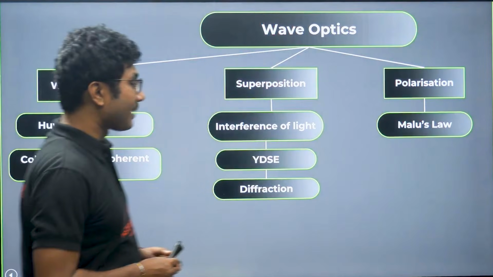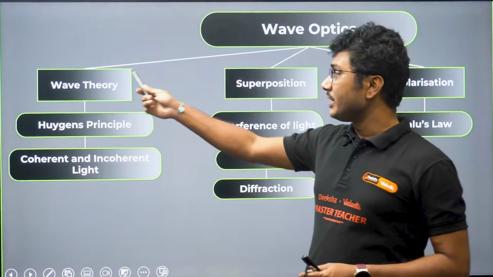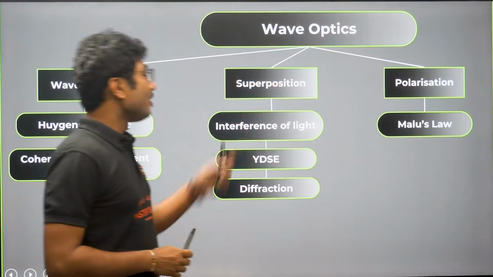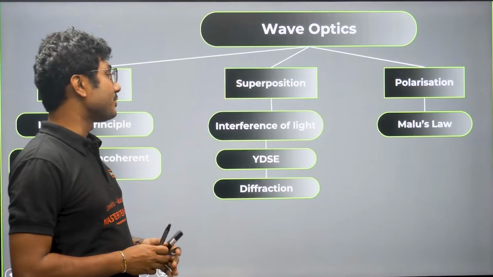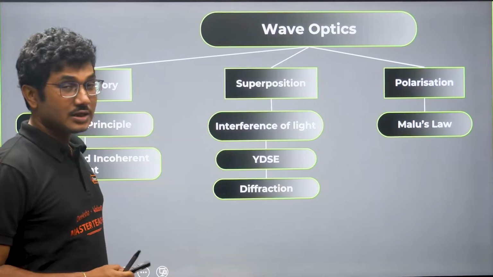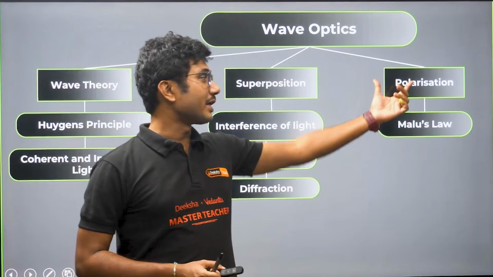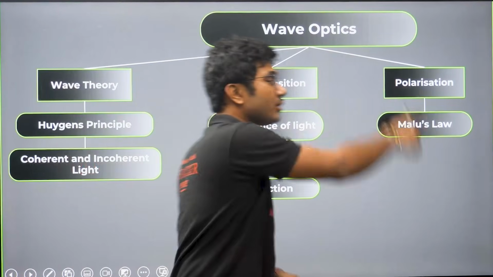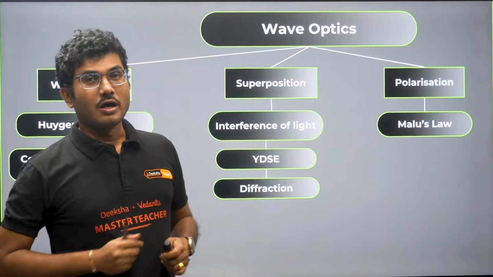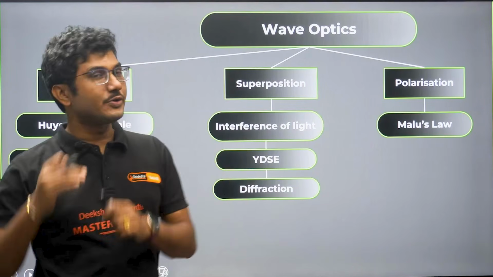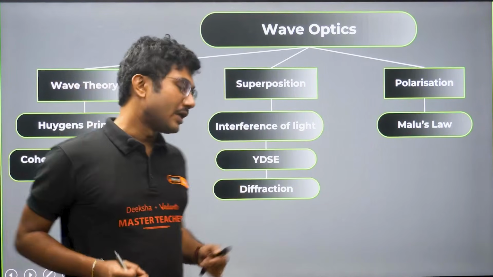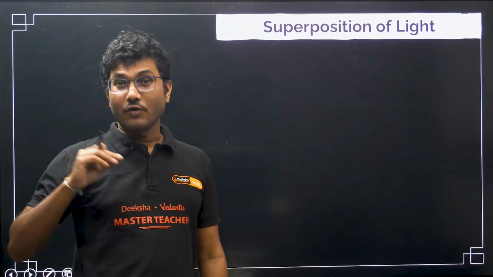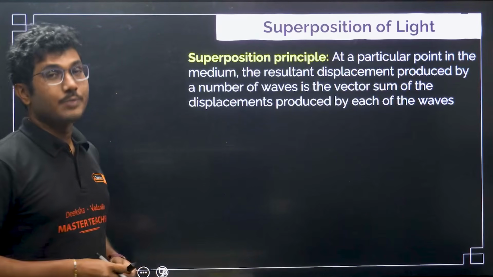Now let's look into the chapter summary. First we have discussed wave theory, Huygens principle, coherent and incoherent light. Second, today we are going to discuss superposition principle, interference of light, Young's double slit experiment, diffraction, polarization and Malus law. These are very important portions, and from this portion 2 questions will come in your KCET exam. So if you watch today's video, it will not be super long, but you can definitely score 2 marks, which is very important and not super difficult if you follow this lecture.